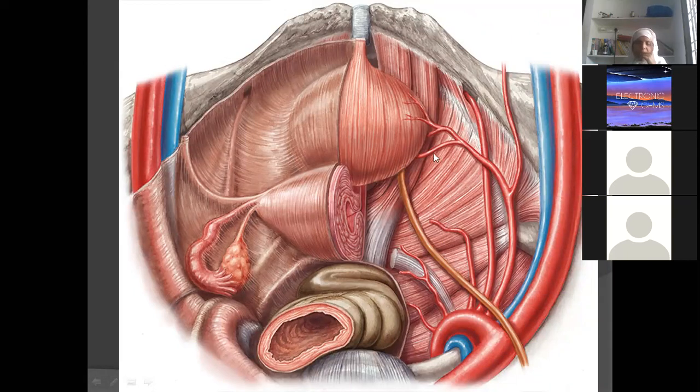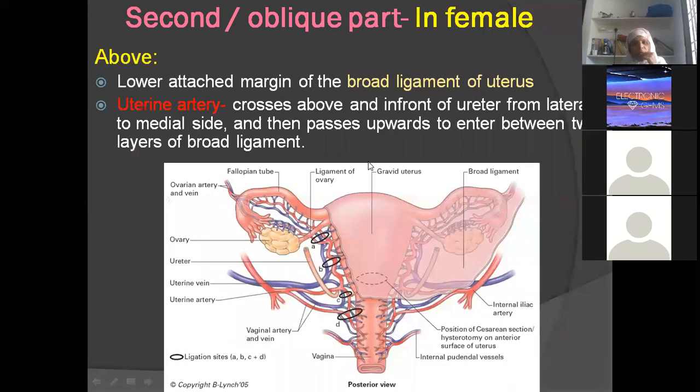So you have superior vesical branch, inferior vesical branch, uterine branch. Isn't it? So many branches. Now see here, whatever I tried to tell you previously, see the second or oblique part in females. See, this is our ureter here. Okay, and what is the name of this artery here? Both are very dangerous. For gynecologists, it's a true challenge.